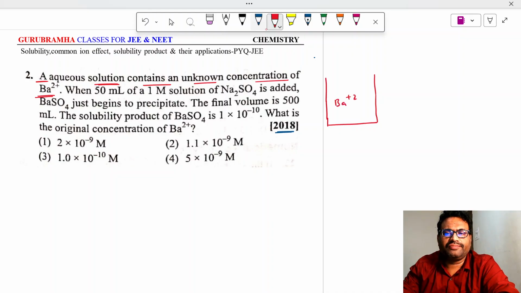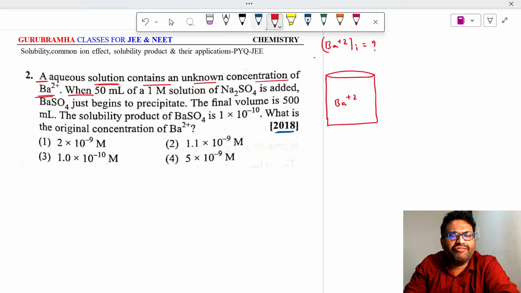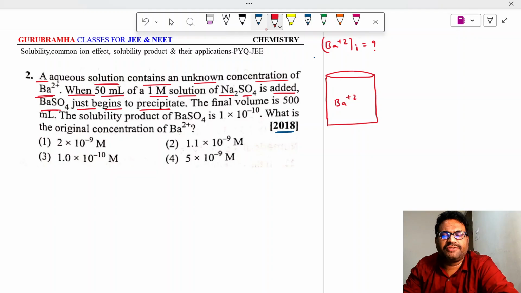So we do not know the concentration of Ba+2. Initially, the Ba+2 concentration, the initial concentration, is not known. I represents the initial concentration, simply for the purpose of understanding. Now, when 50 ml of 1 M solution of Na2SO4 is added, BaSO4 just begins to precipitate.